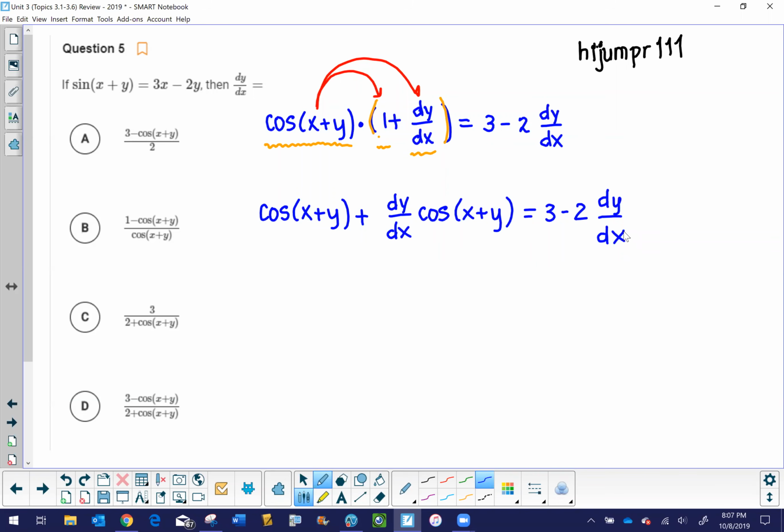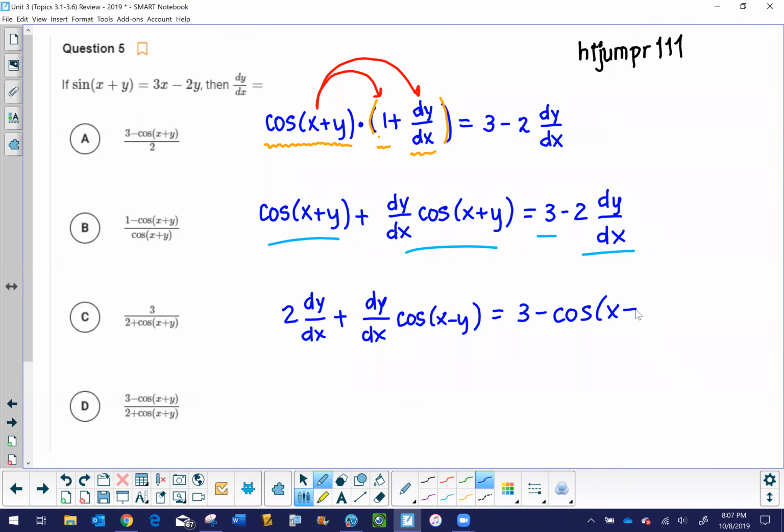And I think we're now at a point where we can get the dy dx's together. If you count, there are now 4 terms in the problem, right? Terms are separated by pluses and minuses. So I'm going to add the 2 over to the right. And subtract the cosine of x plus y to the left. Did I say x plus y? Yep, this should be a plus, you guys. That should be a plus.